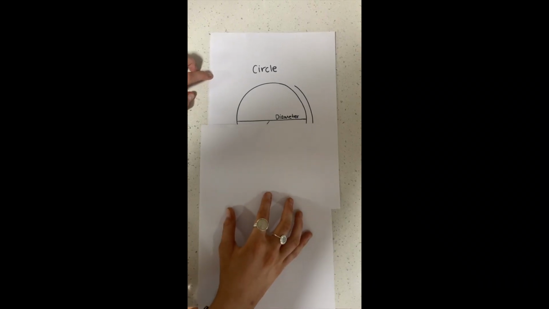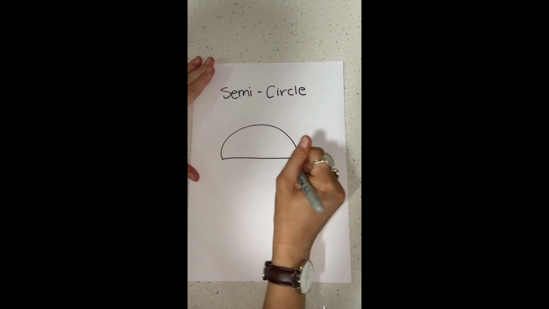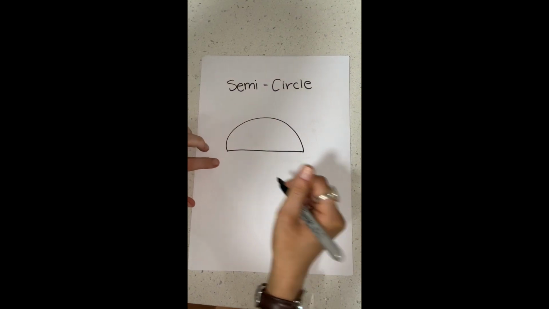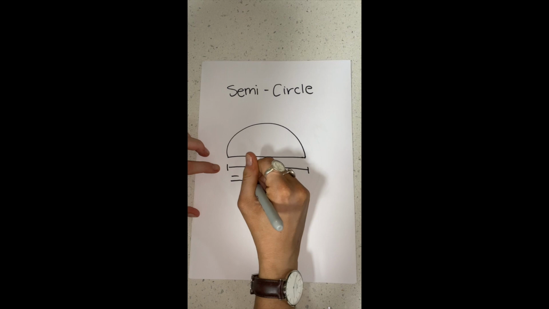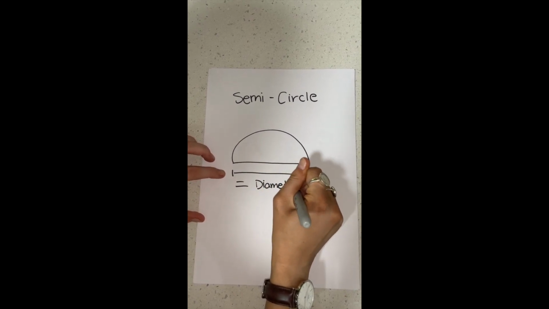A semicircle, however, does not have a circumference of 360 degrees. Instead, a semicircle is half a full circle, therefore meaning that the full arc measures 180 degrees. A semicircle also has a flat edge, which when compared to a full circle would equal the full circle's diameter.